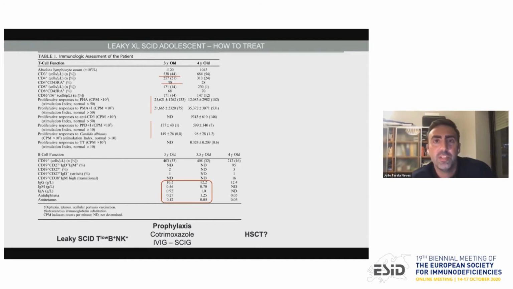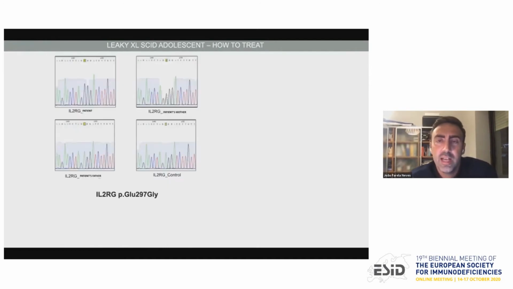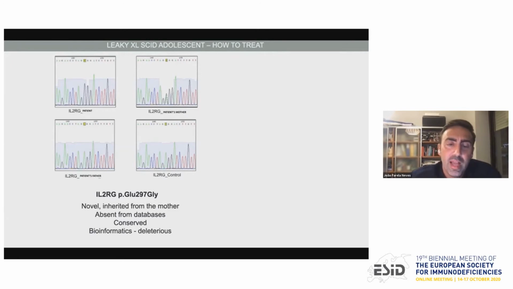We then performed some genetic investigations, and whole exome sequencing revealed a novel hemizygous missense mutation in the IL-2 receptor gamma gene, a glutamine 297 glycine missense variant, which was inherited from the mother and was apparently causal in this patient. It was absent from databases. It was very highly conserved, and the bioinformatic tools showed that it was a deleterious variant.